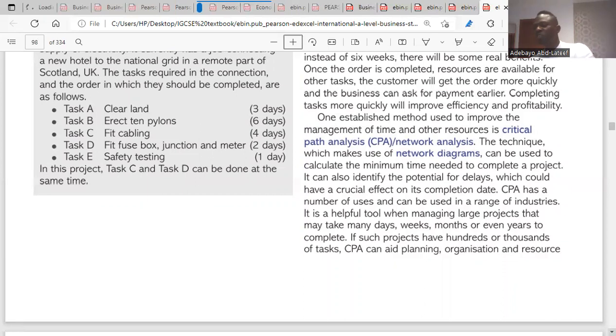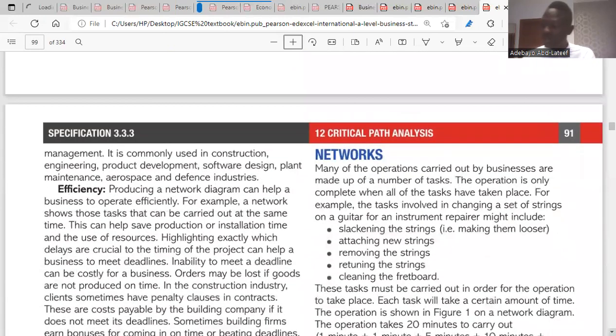No. So we'll go to the uses of the CPA, the uses of the critical path analysis or the network analysis. 1, efficiency. When I talk about efficiency, here I wrote, producing a network diagram can help a business operate efficiently. What does this mean? It means that with the help of network analysis, you are able to understand how you can plan your production or installation. You are able to say, we need to produce at this point in time. How are we going to be able to produce at this point in time? What do we need to ensure that we are able to produce? And the required resources, we're able to manage the resources we need.